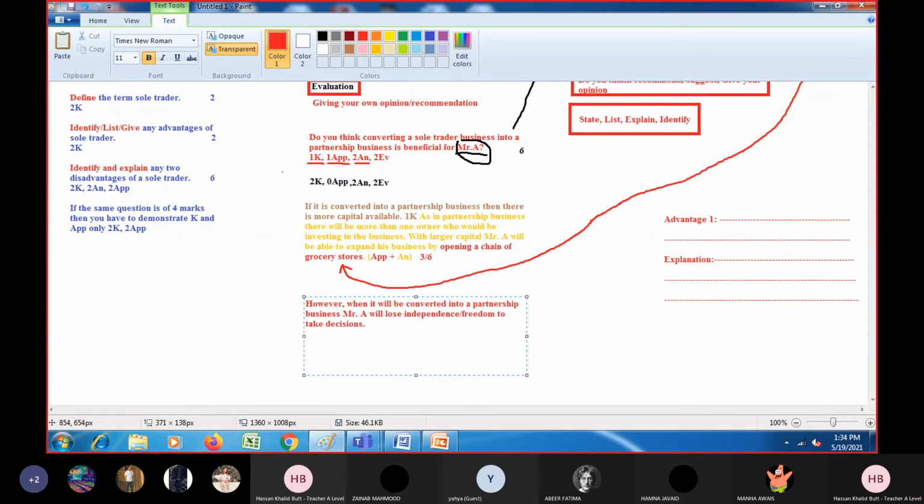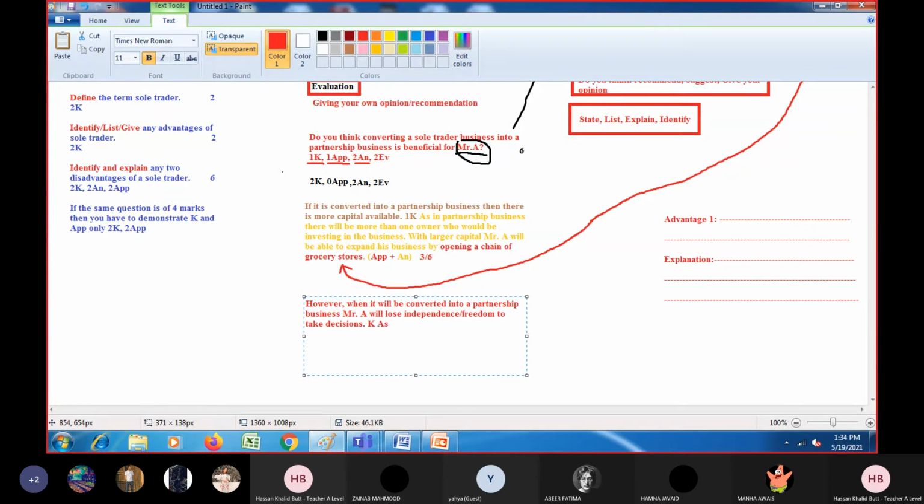Now this is actually knowledge, but you can't get the mark for the knowledge any longer because there is 1 mark for the knowledge. Yes, if there are 2 marks, sometimes it happens, I told you earlier, then you will get another mark for the knowledge as well. But it doesn't matter whether there is 1 mark for the knowledge or 2. You always mention a point first and then you develop it. This is a good way to answer such types of questions. So now, lose independence or freedom to take decisions. This is knowledge, right? Now I will develop it.